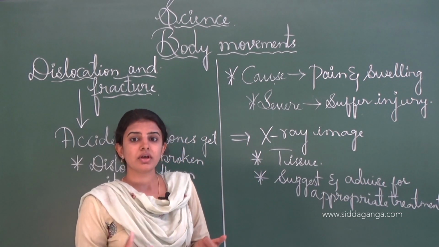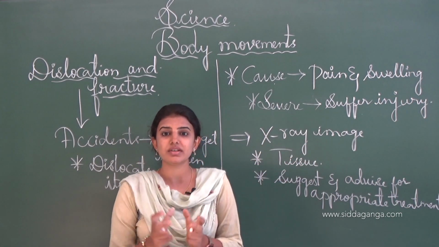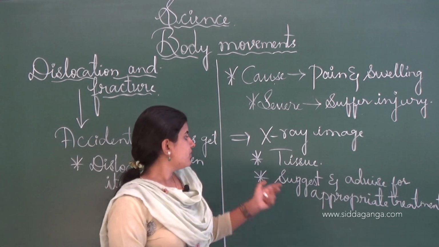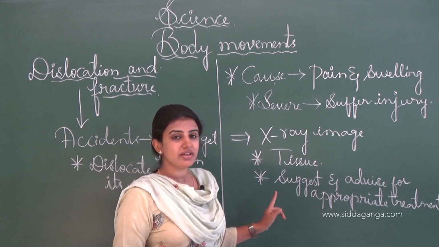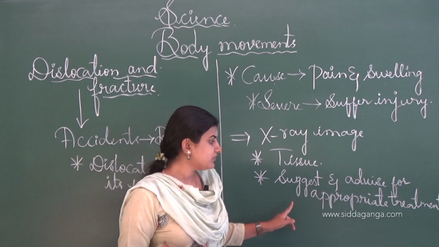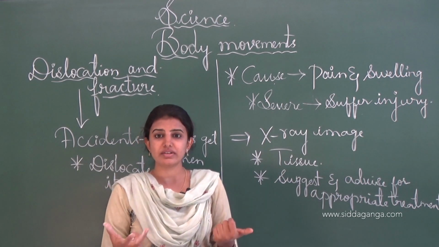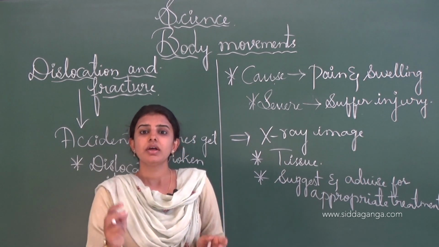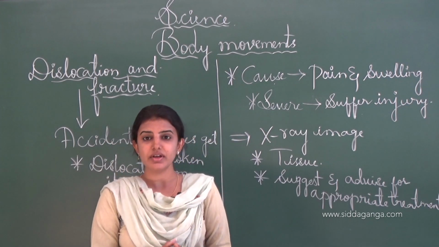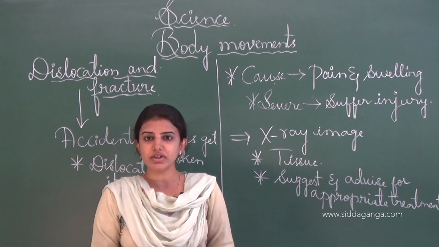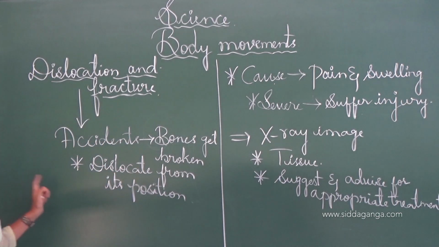Then the doctors look at the X-ray image. From the X-ray image they will consider the particular body parts where the X-ray is passed through the tissue and not through the bones, and thereby they will suggest and advise the patient on the appropriate treatment. This is how, by looking at the X-ray image, the body parts which are broken or torn away can easily be identified by the doctor. See, this is all about the dislocation and the fracture.